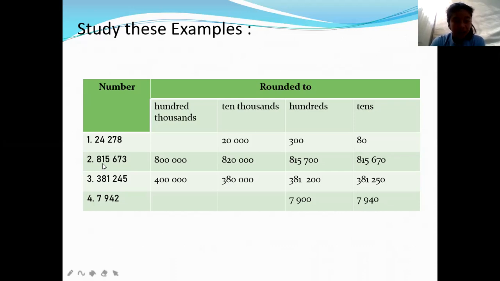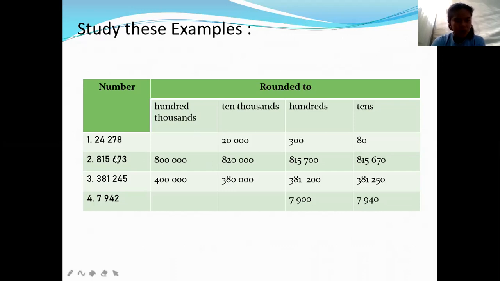Diba we have 1? So again, in the rules in rounding, the right next number to the right of a rounding number, if it is 4 down, 4, 3, 2, 1, we are going to retain the number, then make 0 ang mga numbers sa right. So that's why it is 800,000.